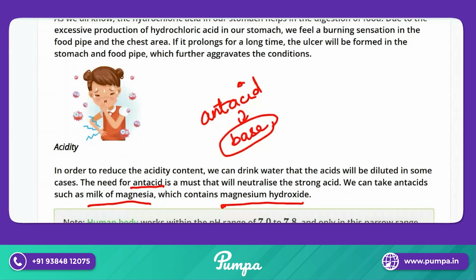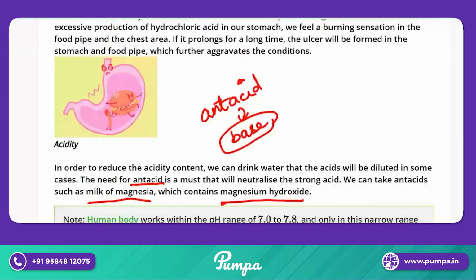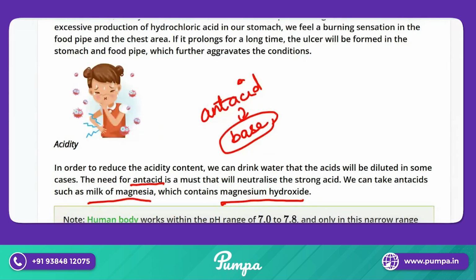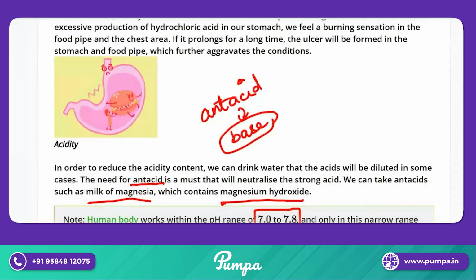Next is about the pH range, you can see it here. The human body works within the range of 7 to 7.8. So what can you say from this, Gerald?